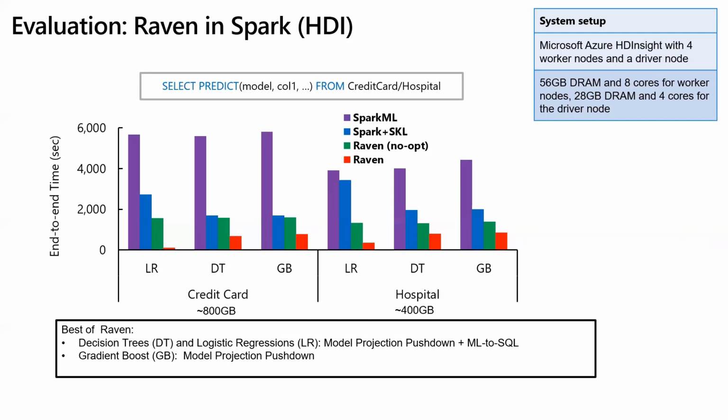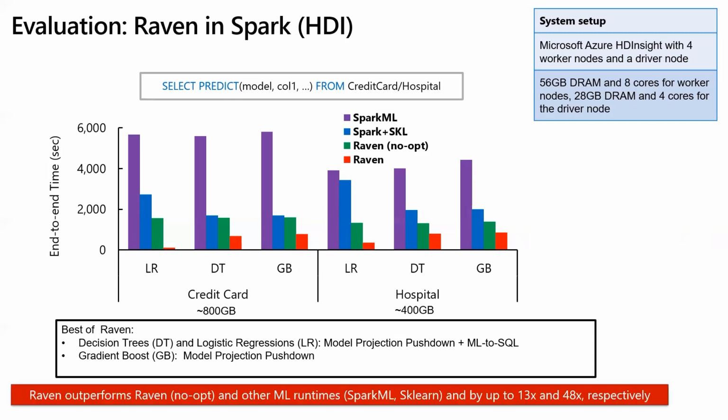We used three different ML models, such as logistic regression, decision tree, and gradient boost models. As you can see, Raven cross-optimizations and transformations can give 2 orders of magnitude performance improvements over other state-of-the-art baselines.